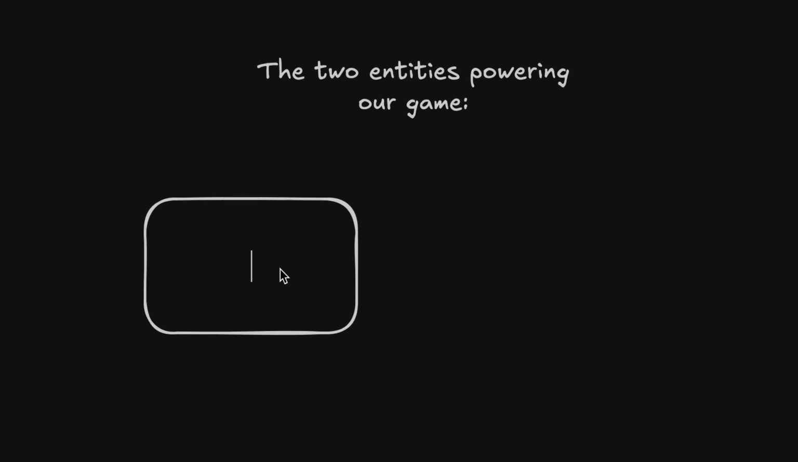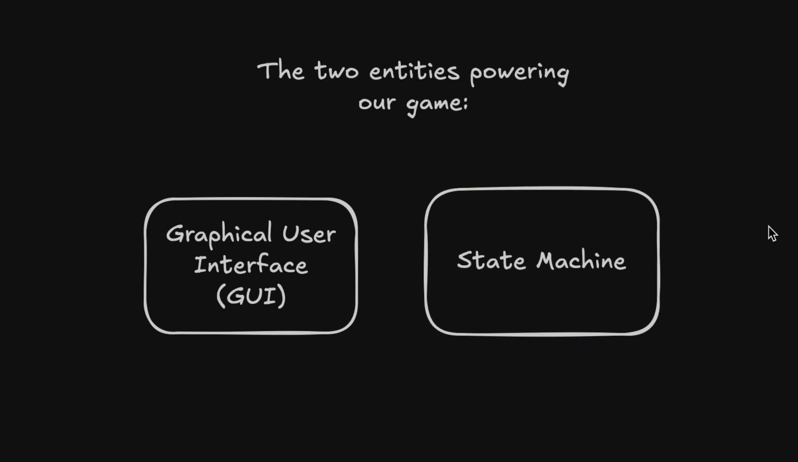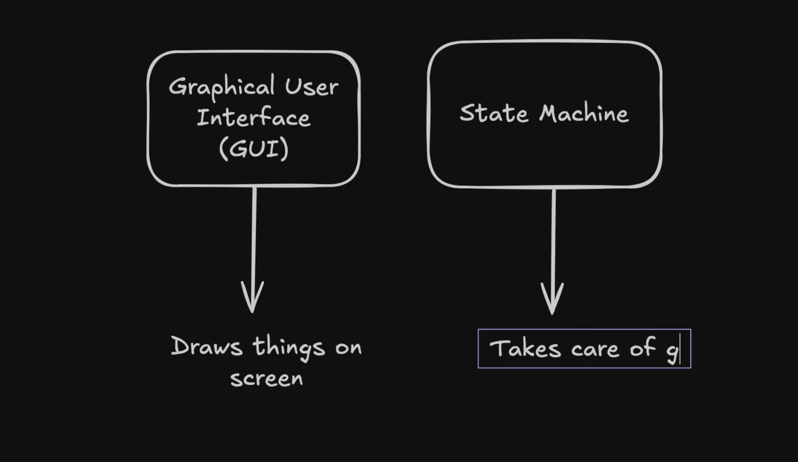Whenever you're developing any piece of software, you want to make sure that you separate the code that renders things on screen versus the code that actually takes care of all the game logic or the business logic. So for this game, and in service of that, I created these two entities, the graphical user interface or the GUI, as well as the state machine. The GUI is going to handle rendering all the sprites and all the visual things on screen, and the state machine is going to take care of all the game logic.